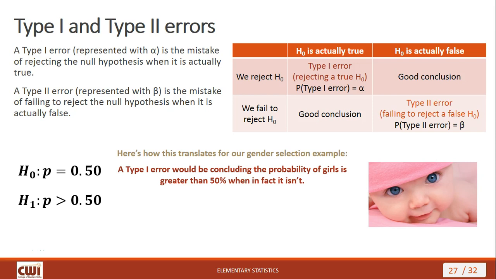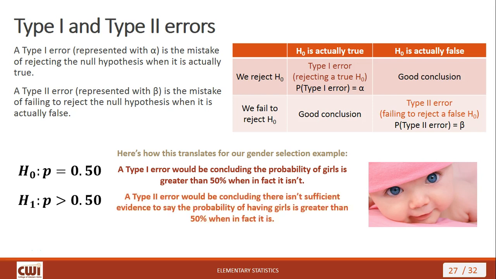The type 2 error is failing to reject a false H0. So that means that H0 is actually false. So the proportion of girls is not 50%. And the type 2 error would then be concluding that there isn't sufficient evidence to say the probability of having girls is greater than 50%, when in fact it is.